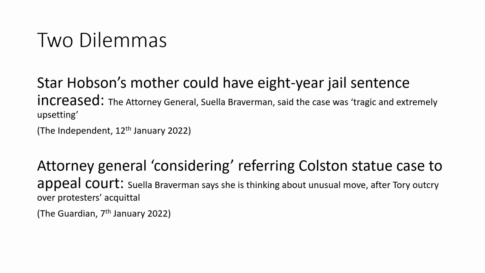In the second case, a similar thing happened. Obviously not as tragic and upsetting, but this was a case where a statue of Edward Colston, a slave trader from the 18th century, was toppled in Bristol by Black Lives Matter protesters, and they were acquitted of any crime. They were found not guilty of the offence that they'd been accused of. Again, the Attorney General intervened and said that she was going to look at this case and perhaps increase the sentence, or go to retrial to try to get a conviction.